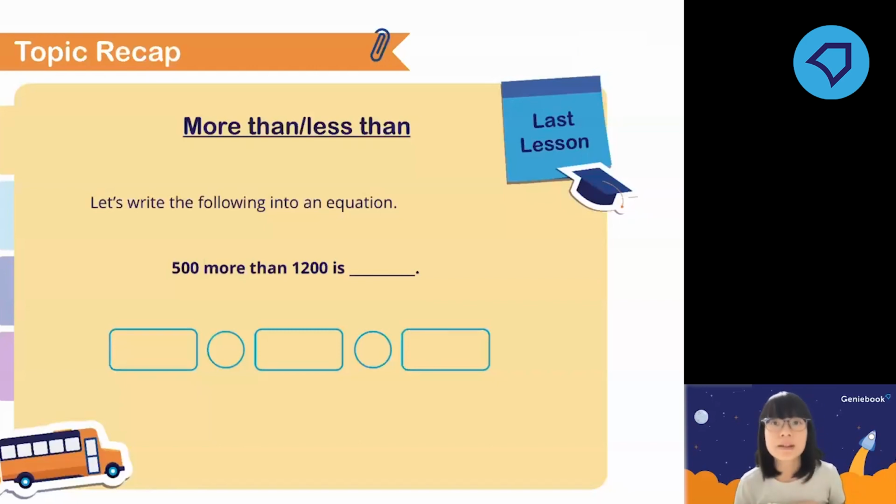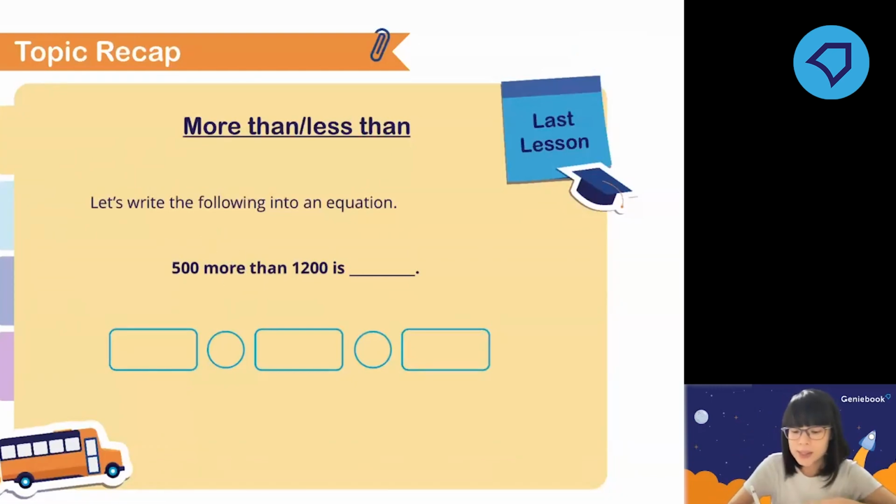A lot of you are giving me the final answer, but the question is asking you to write it into an equation, meaning to say, which number should I put in front over here? Should I put 500 here or 1,200 here? What do you think? It should be 1,200. You are correct because 500 more than 1,200 means 1,200 is the base and we need to add 500 more. 500 more means we need to plus 500.